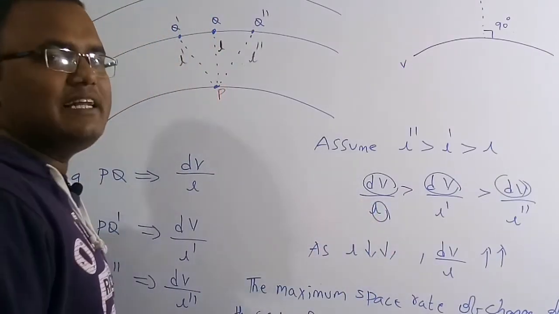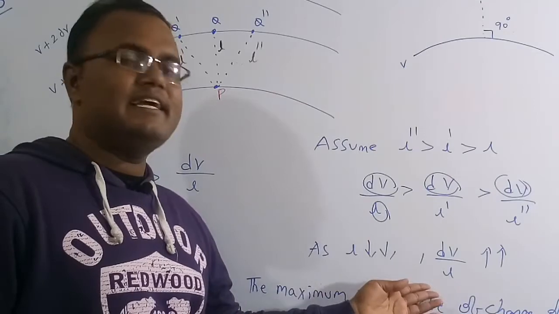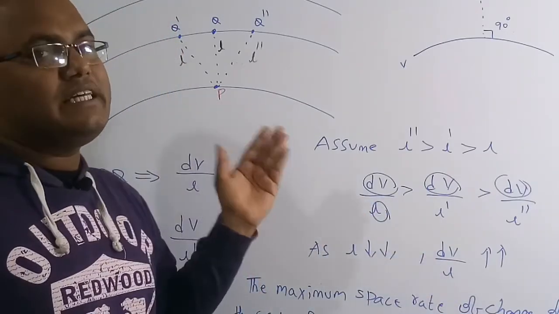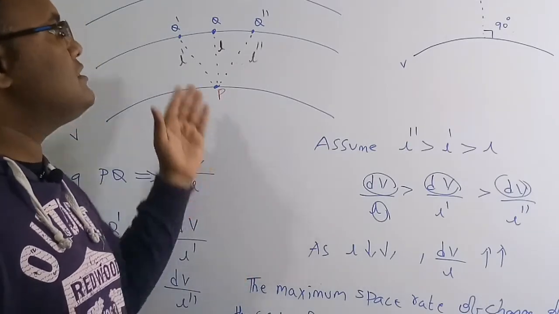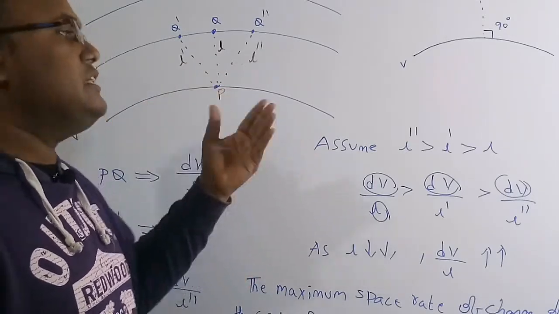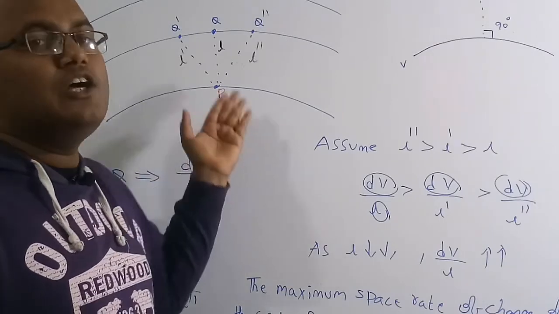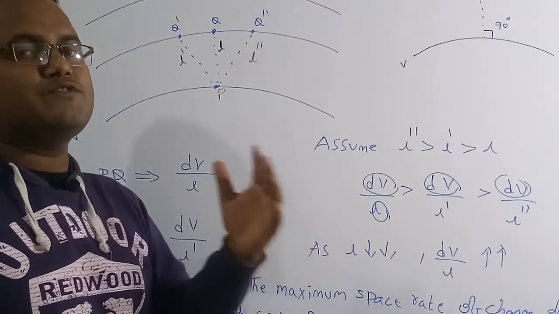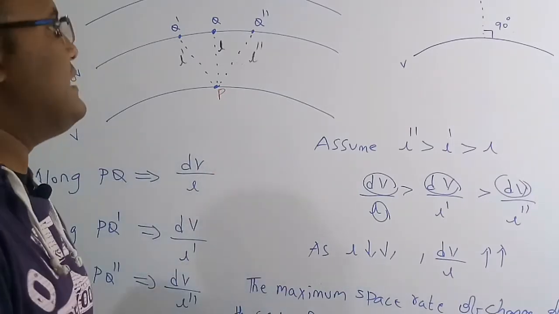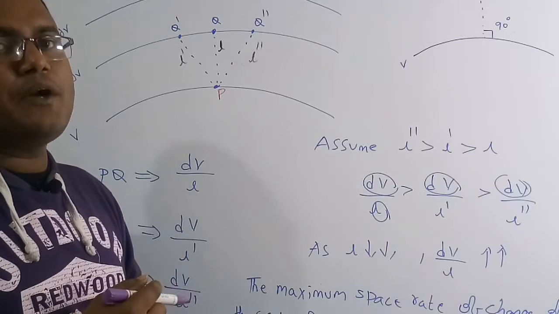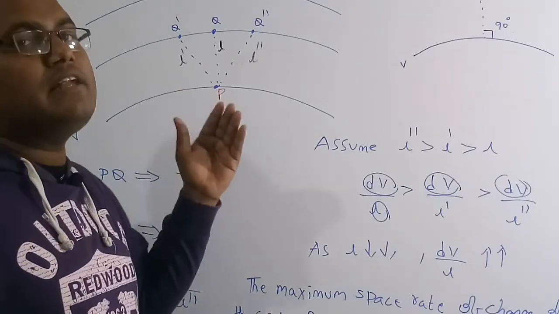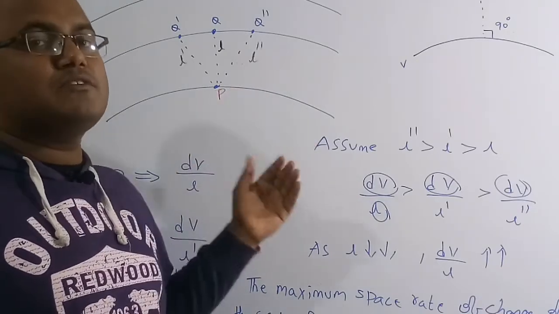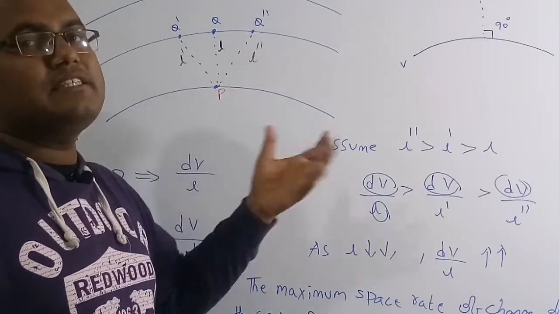If L is very small, then dV by L is very high. It indicates that you have to move in the direction of minimum distance between the equipotential surfaces. If you travel the minimum distance between the 2 equipotential surfaces, then the rate of change of voltage with respect to distance will be very high. That is the meaning of a gradient. The gradient always gives you a path along which the rate of change of voltage with respect to distance is very, very high.